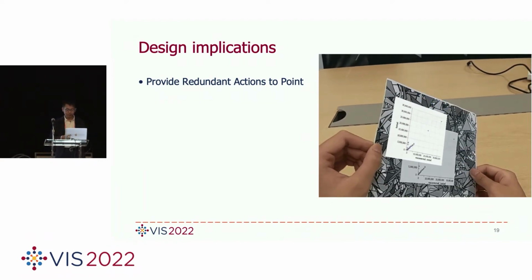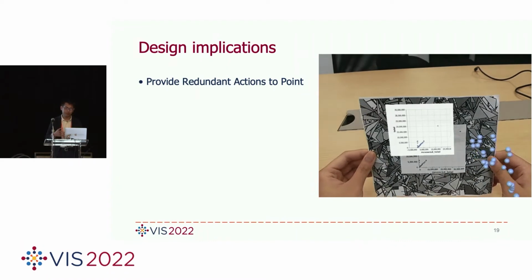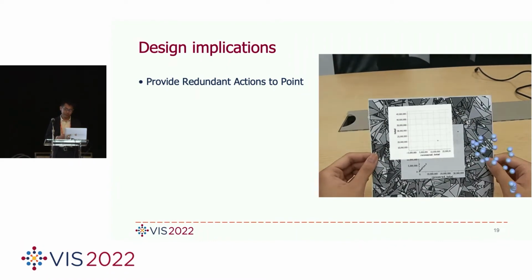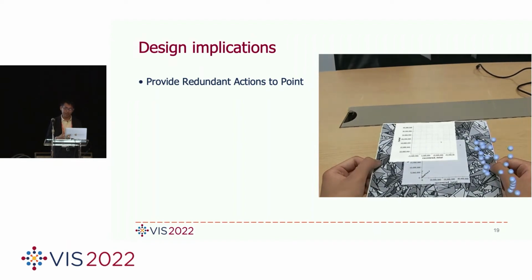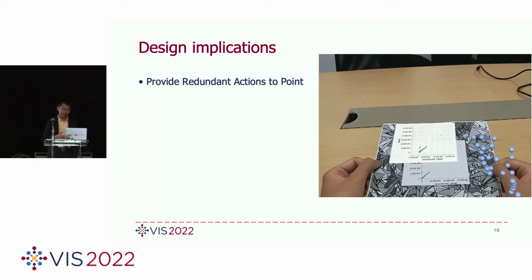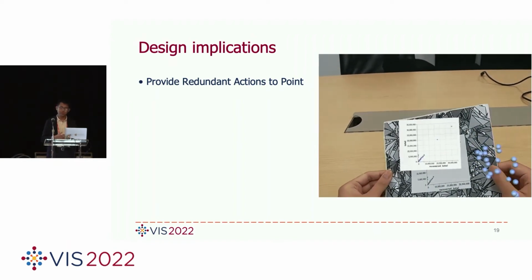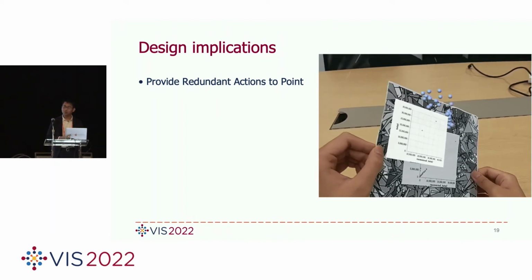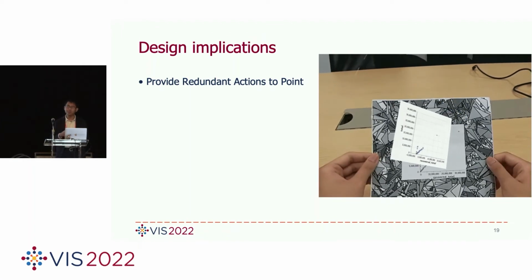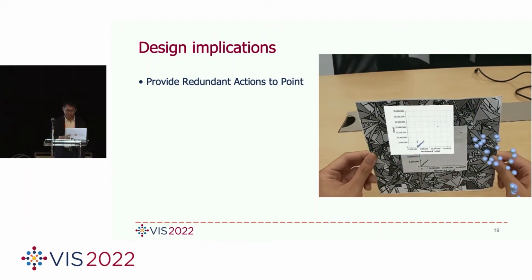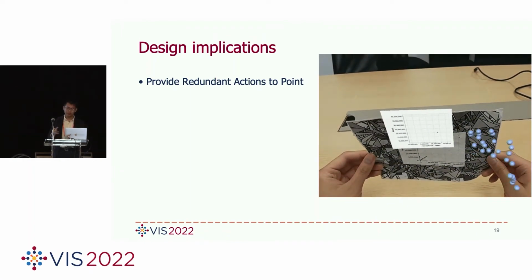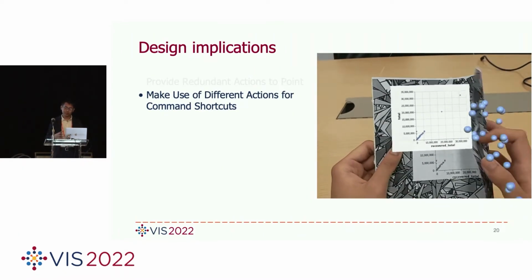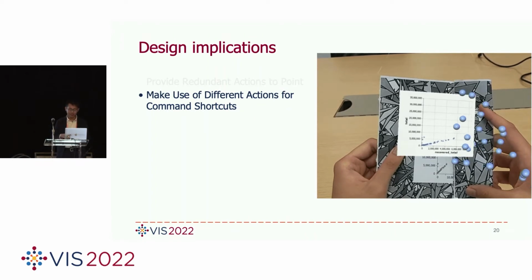The first one is to provide redundant actions to point actions. Point actions received the most positive rating in all aspects. However, it is error-prone, so the pointing gestures are not recognized when there is occlusion. Since paper provides rich affordances, we can afford other actions with similar rating, like tilt to point, as shown in the figure.